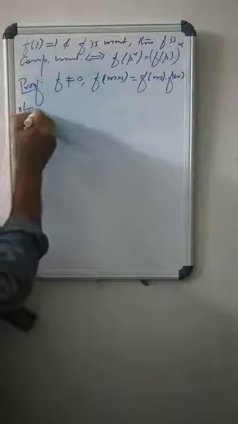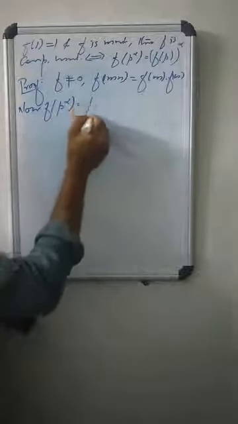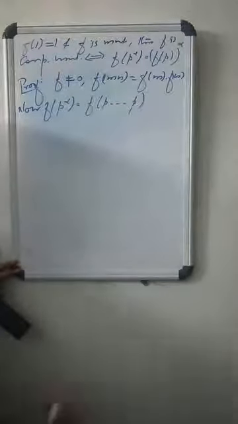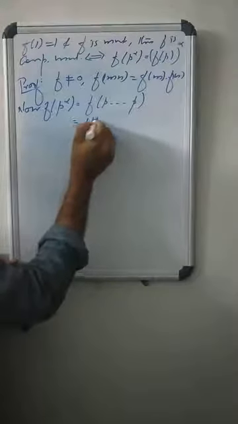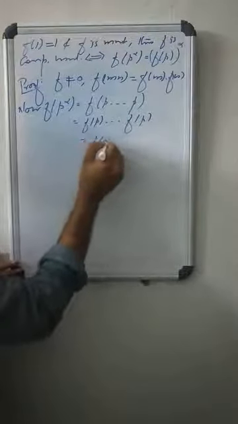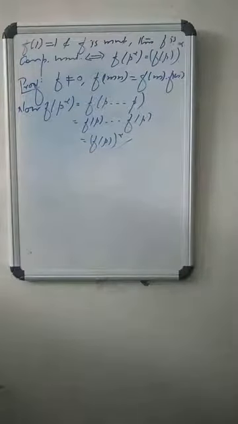Now, what about f of p power alpha? f of p power alpha equals f of p into etc., p, how many times? Alpha times. That equals, since f is completely multiplicative, f of p into f of p, alpha times, that is f of p all power alpha. So the necessary part is immediate.